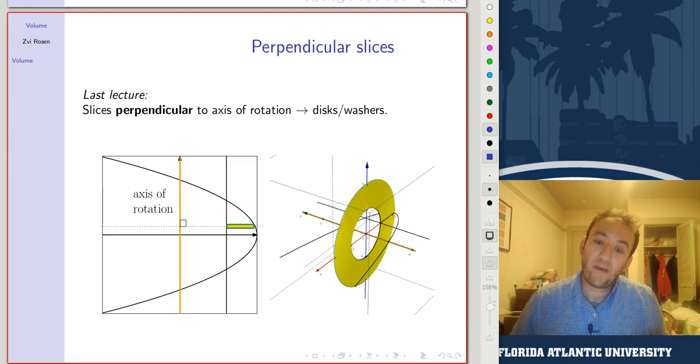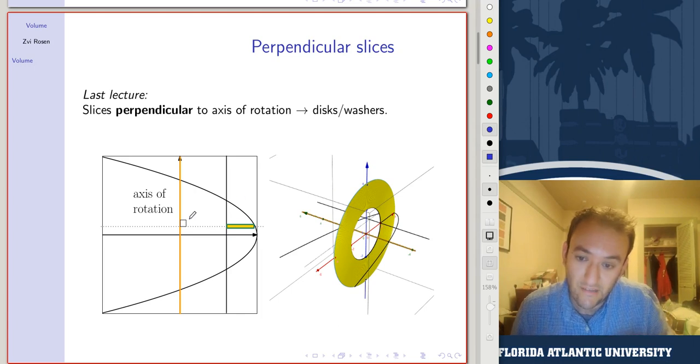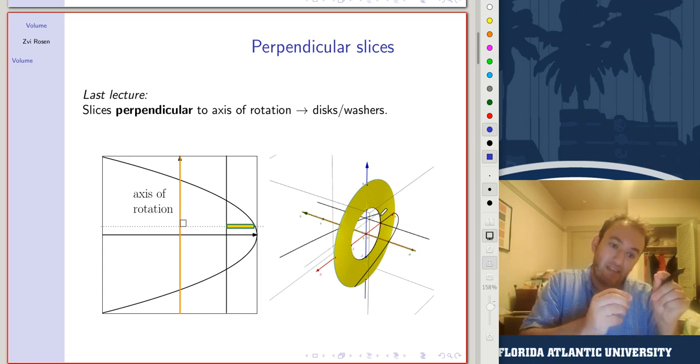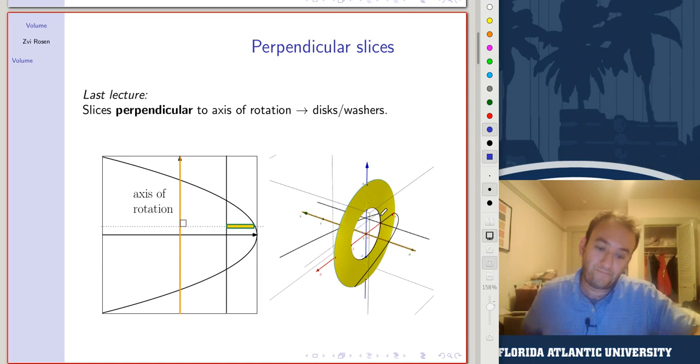In the last lecture, we spoke about computing the volume of solids of revolution by taking slices perpendicular to the axis of rotation and then revolving them around the axis of rotation, giving us disks or washers, depending on whether you're up against the axis of rotation or not. Because we're perpendicular to the axis of rotation, what comes out is a flat washer with a long wall. It's not a thin circle. The circle is thick, and it's the height that's flat.